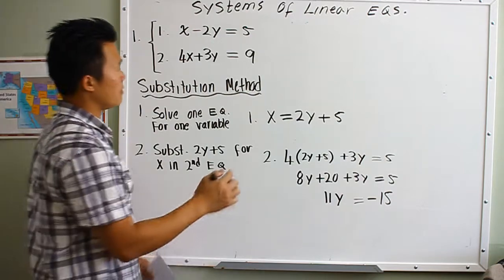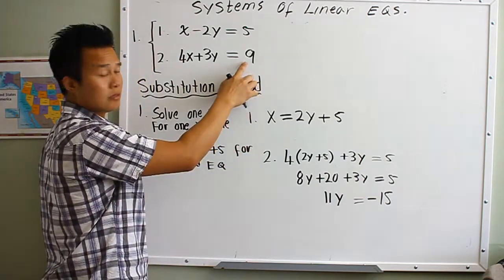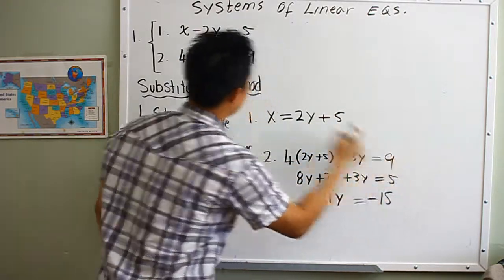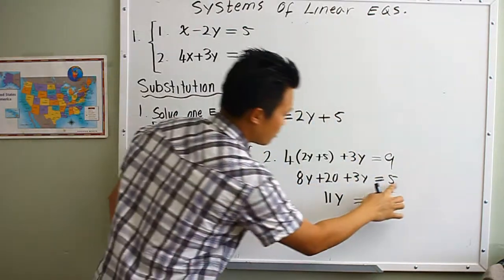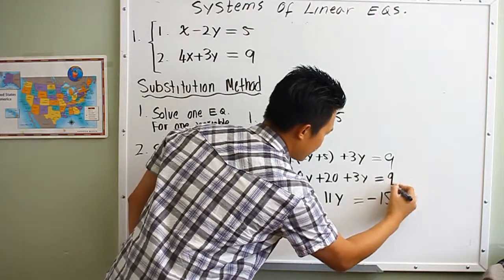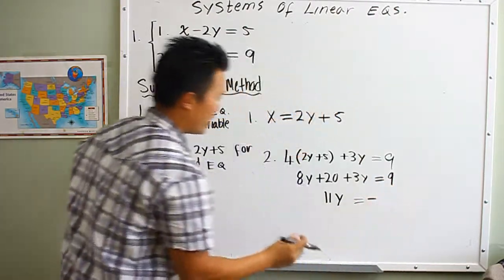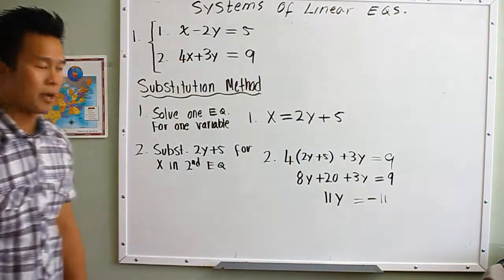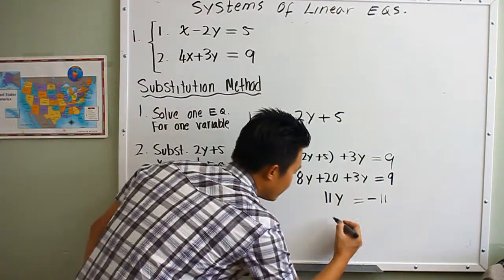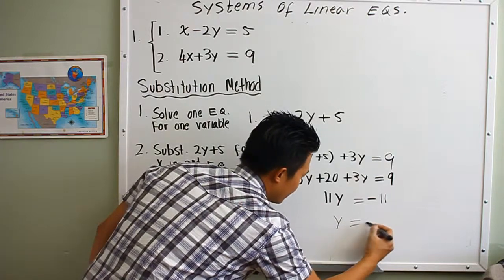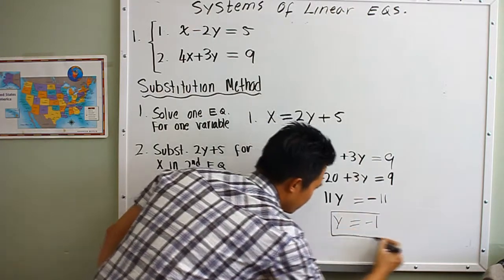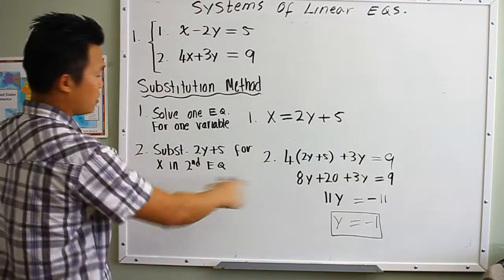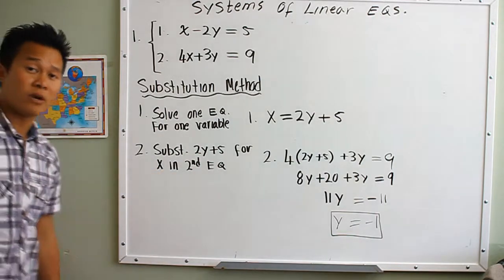Oh, sorry. I copied down the wrong number. The 9 is supposed to be here. See, the second equation contains a 9, so that should have been a 9. And then when I subtract 20 from both sides, I should have gotten negative 11 like that. Now divide both sides by 11. y comes out to be negative 1. So y is equal to negative 1. Okay, so good. We used substitution, we found y. Now we're going to solve for x.